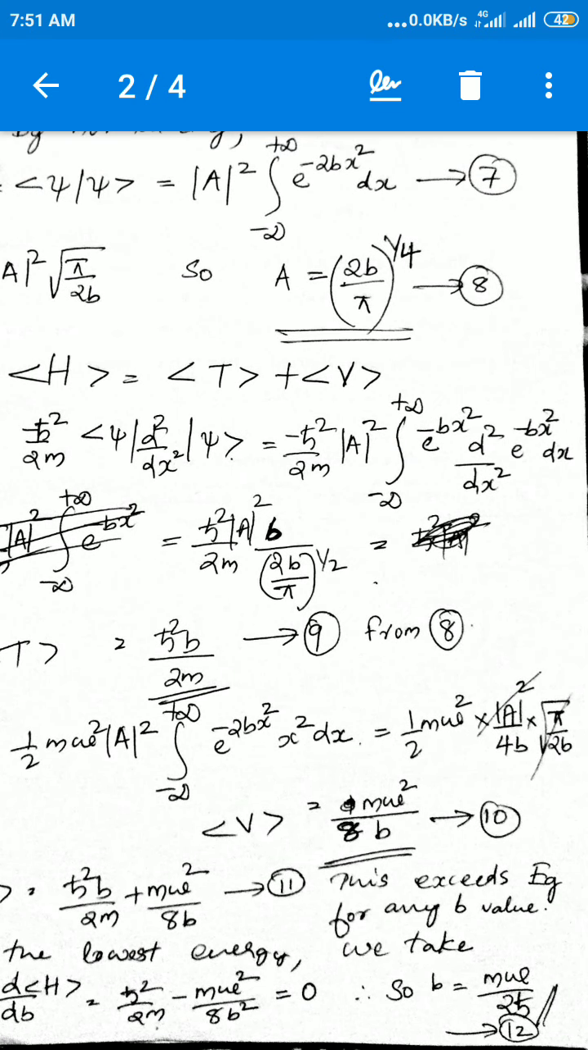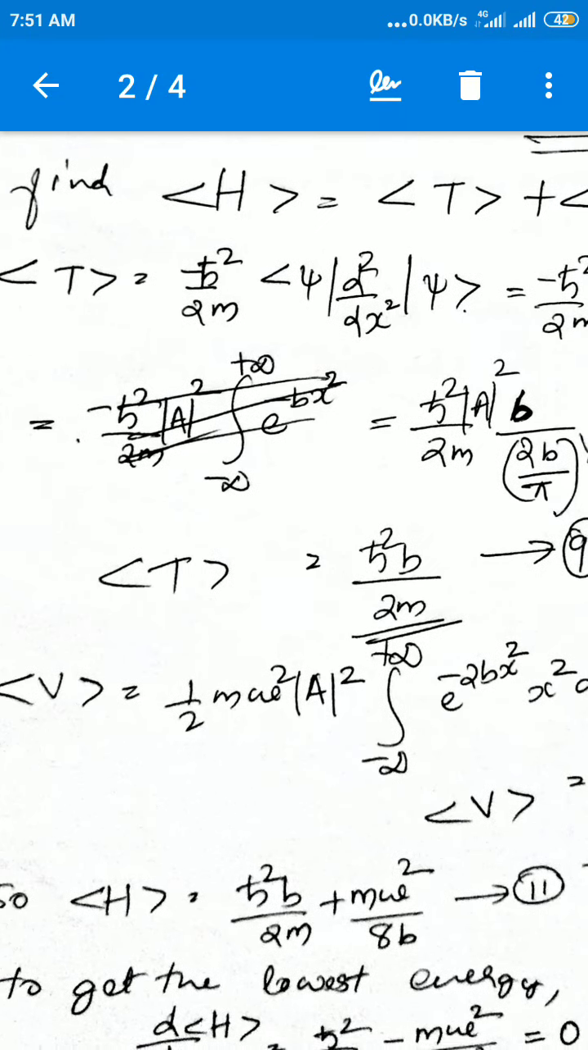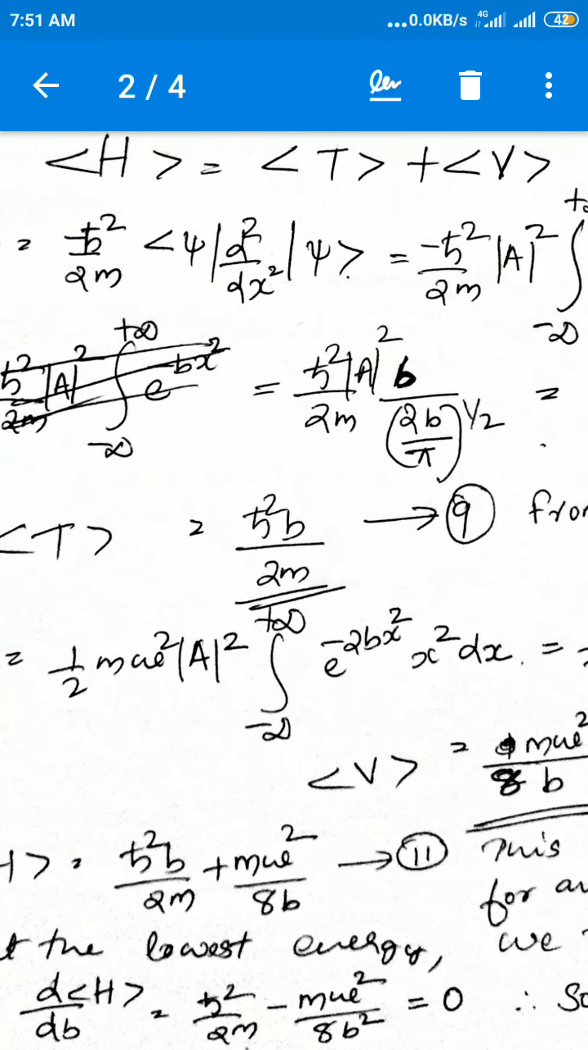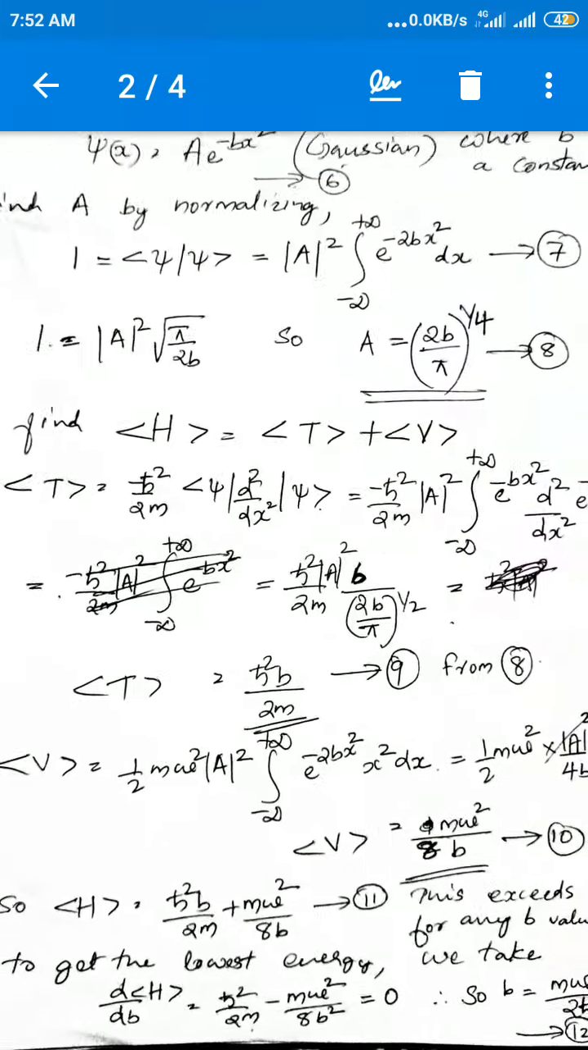So V expectation will be, after cancelling modulus a square and root of pi by 2b, m omega square divided by 8b. That will be the expectation value of potential energy, equation number 10. Now let us add these two. You will get expectation value of H, which is h cut square b by 2m plus m omega square by 8b, which is equation number 11.